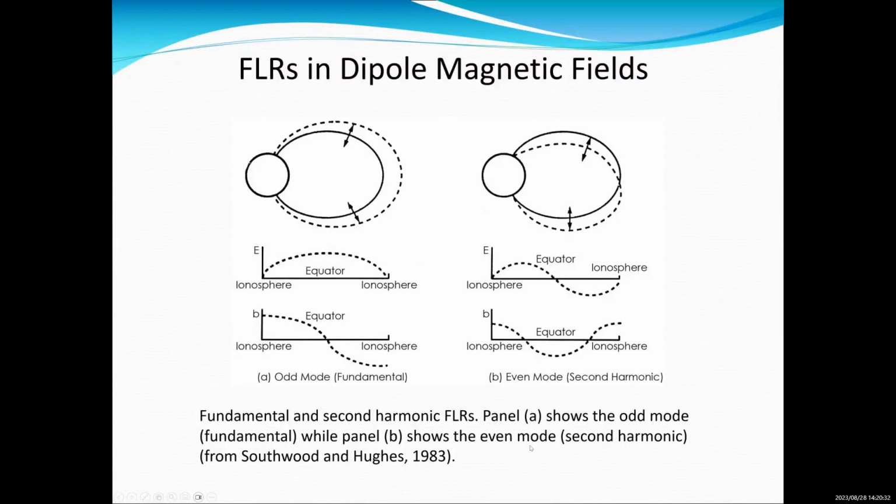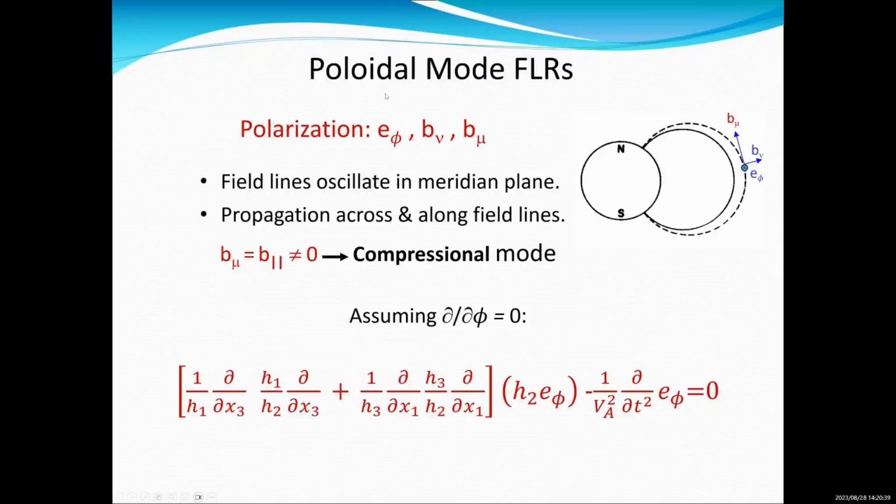these waves are forming. For the sake of completeness, if you take the ideal MHD equations and solve for the various components of the wave, you have an azimuthal electric field and both a cross-field and a along-field component of B. This is the polarization characteristic of the poloidal mode. Because there's a field-aligned component of B, this corresponds to a compression of the magnetic field.